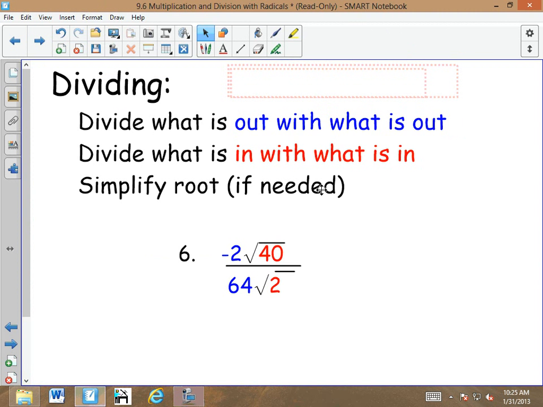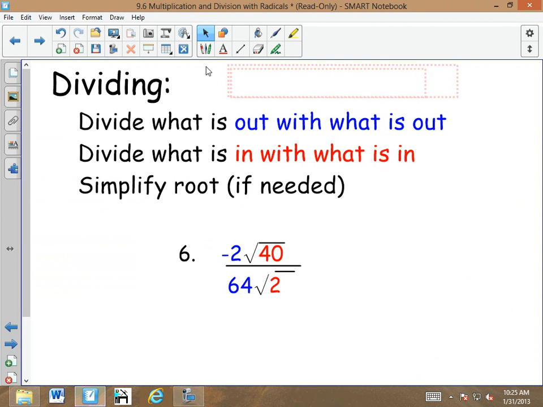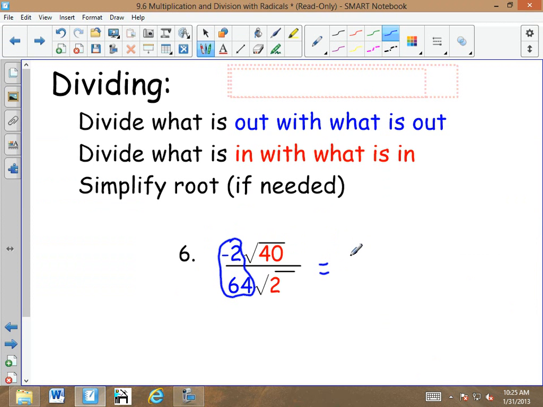Okay, here we go. Let me grab my blue pen. We're going to divide what is out with what is out. We're going to divide what is in with what is in, okay? So, negative 2 divided by 64, please use your calculator. What does that equal? Negative 2 divided by 64. Negative 1 over what? 32.